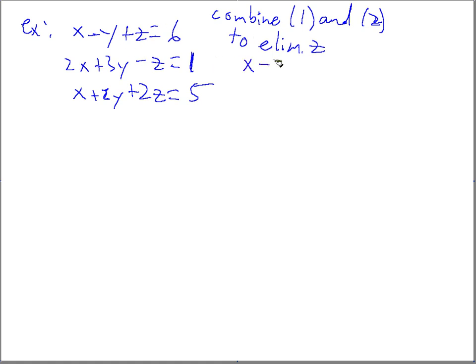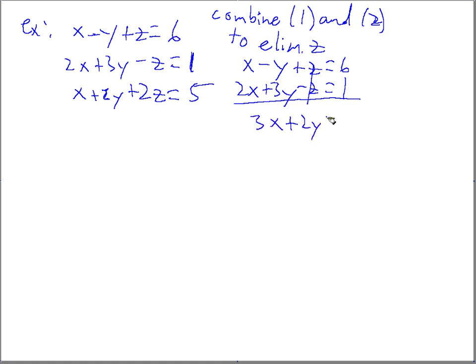So let's do that. x minus y plus z is equal to 6, and 2x plus 3y, that's a 3 there, minus z is equal to 1. I'm simply going to add them together. So the z's drop off by the addition method. We get 3x plus 2y is equal to 7. So I've gotten rid of z, and I'm down to an equation of 2 variables. So the key is to eliminate one of the variables to get down from a 3x3 system to a 2x2 system. So we're reducing the 3x3 to a 2x2.